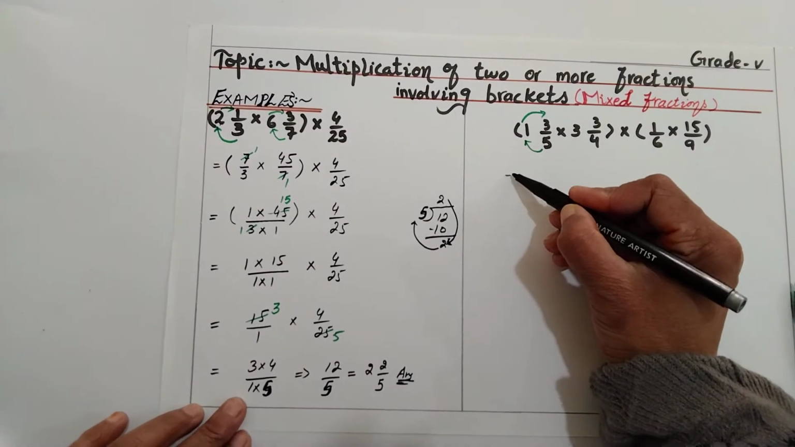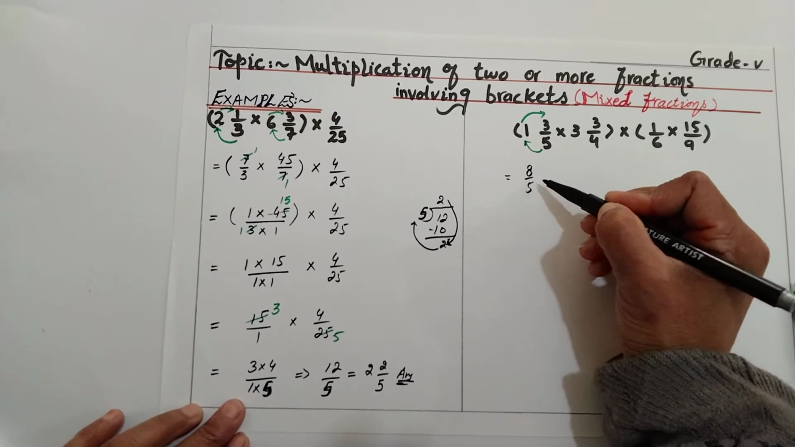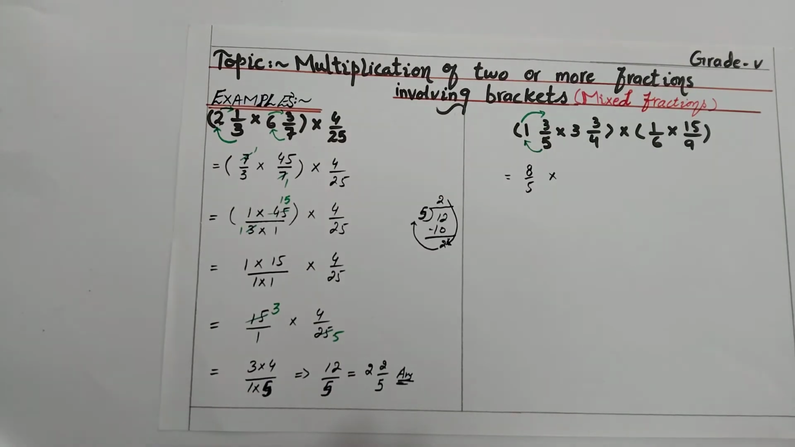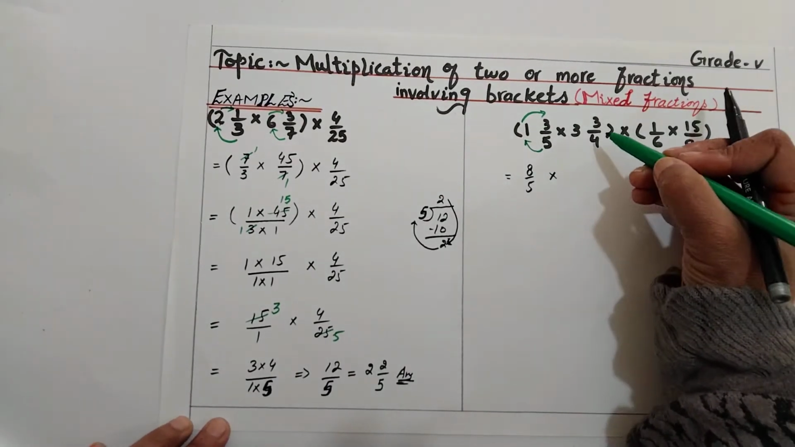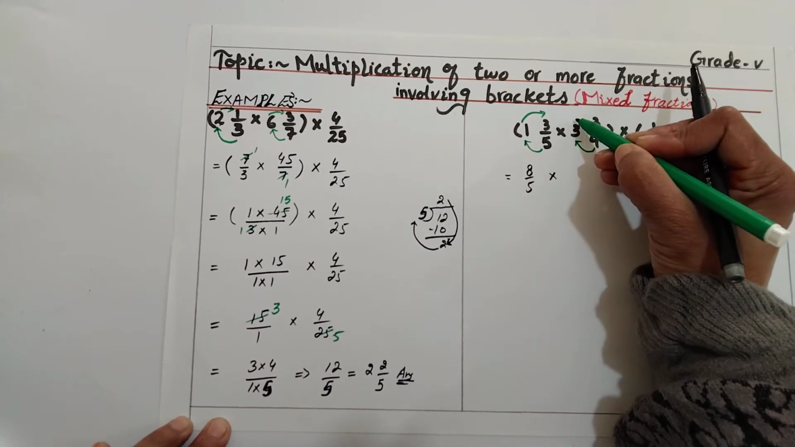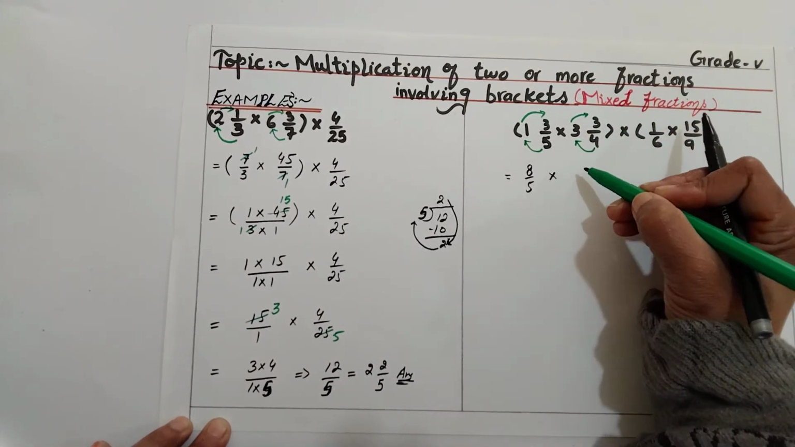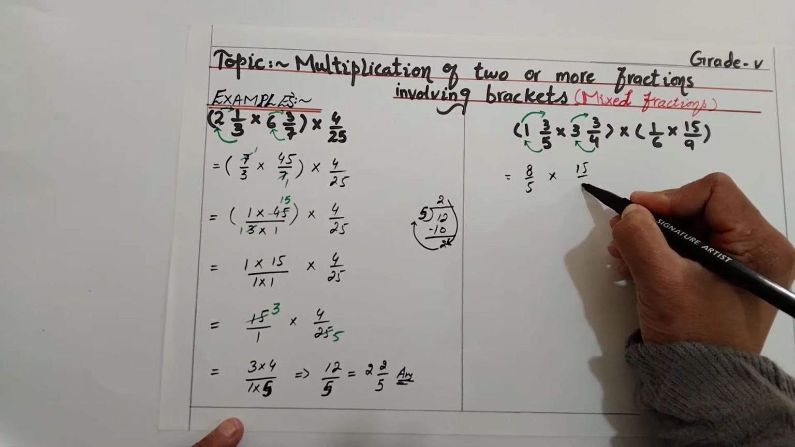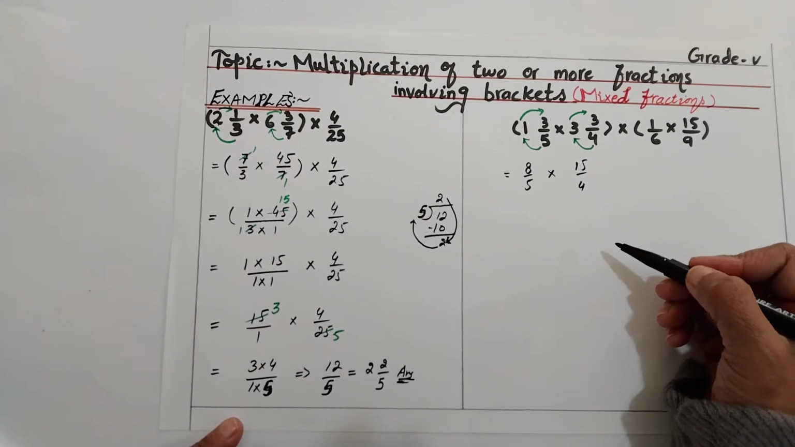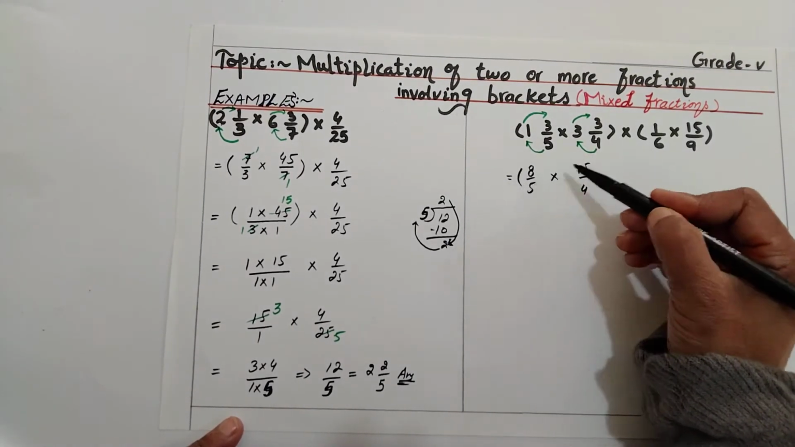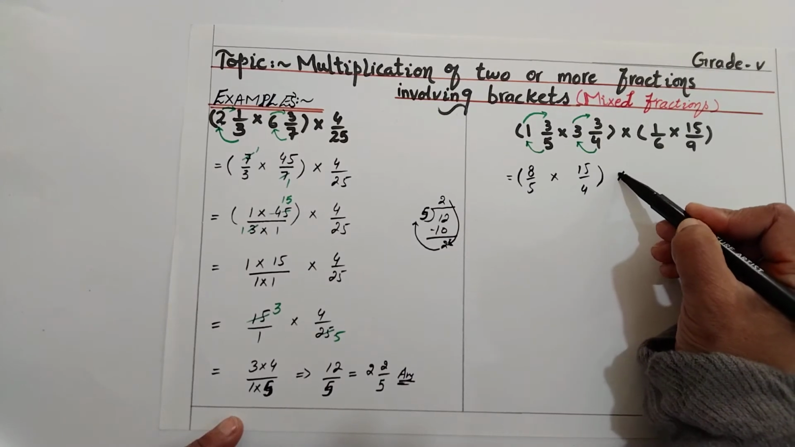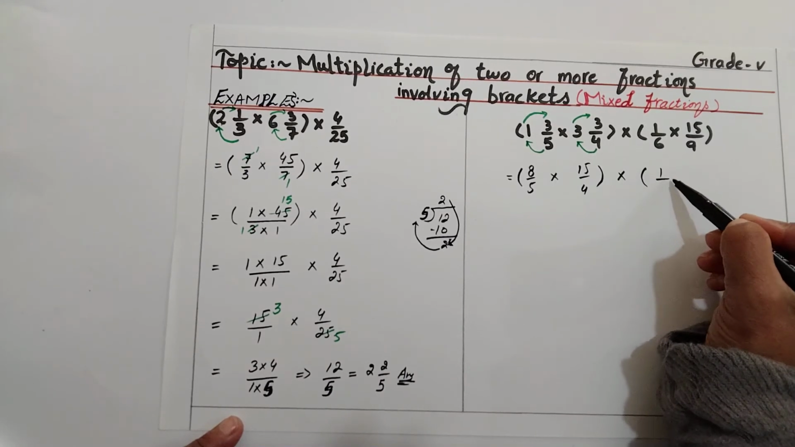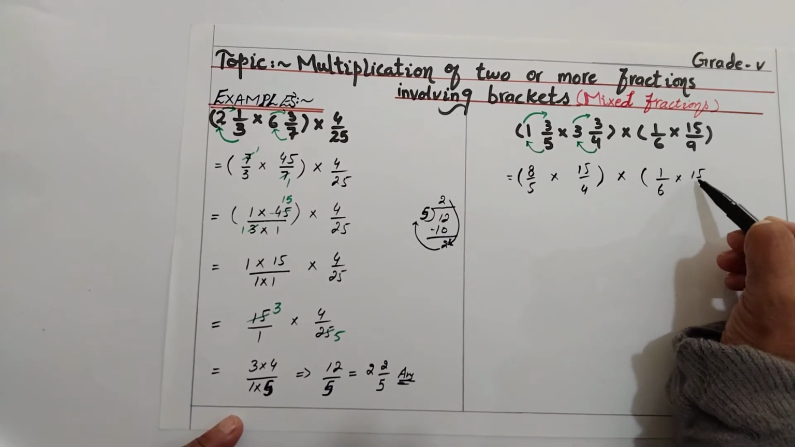8 by 5. Multiply by 4 threes are 12. 12 plus 3 is 15, 15 over 4. And as I told you, when we simplify the mixed fractions, the brackets will remain over here. Come to the second group. In the second group we have the simple fractions, so we will write these fractions in the same form.